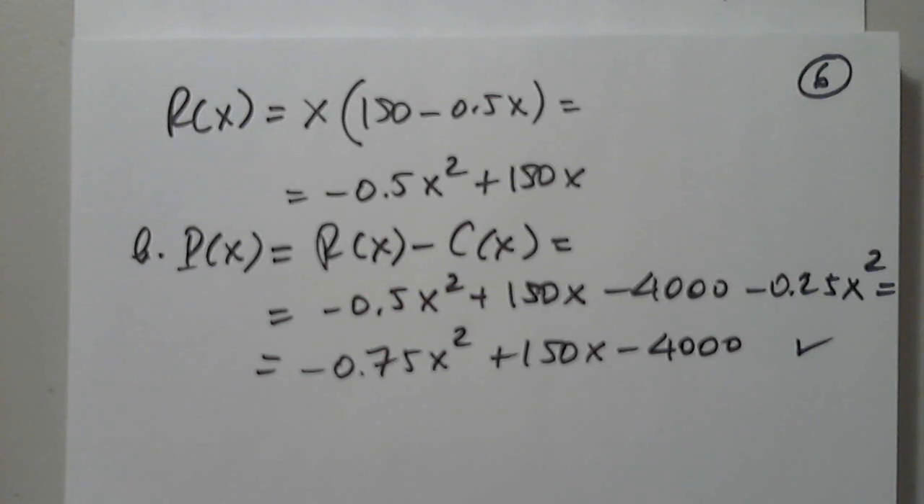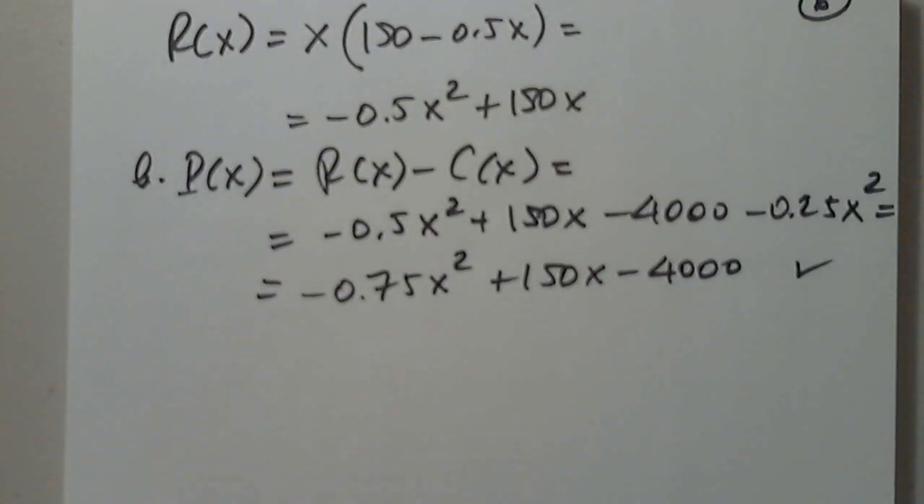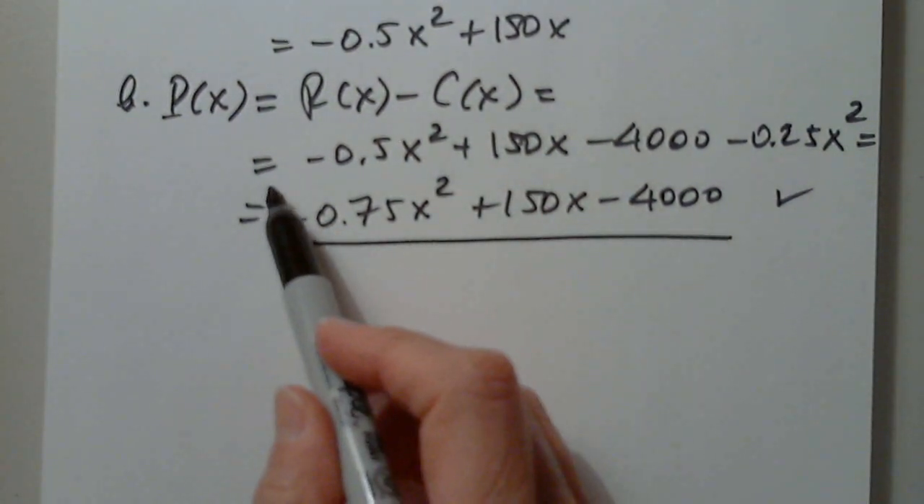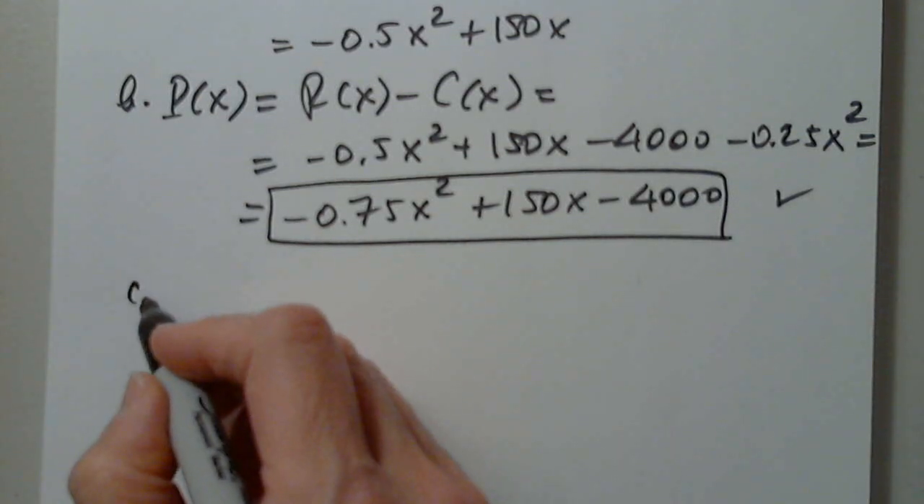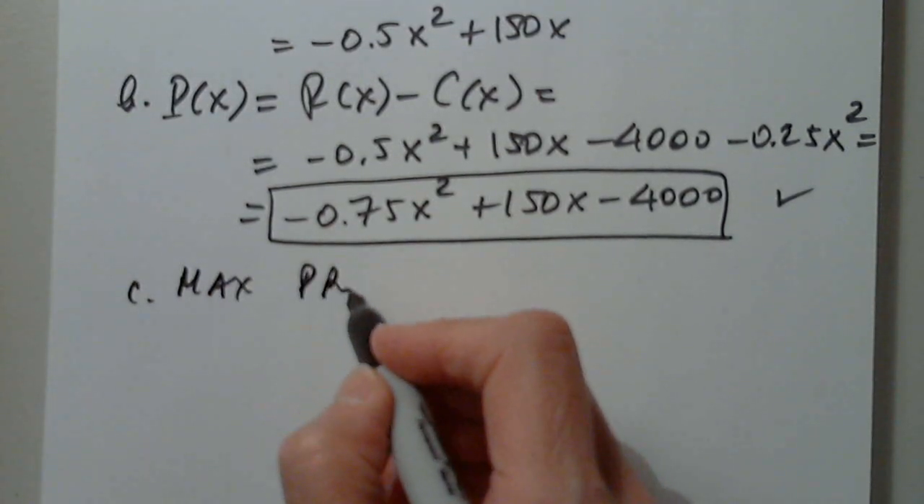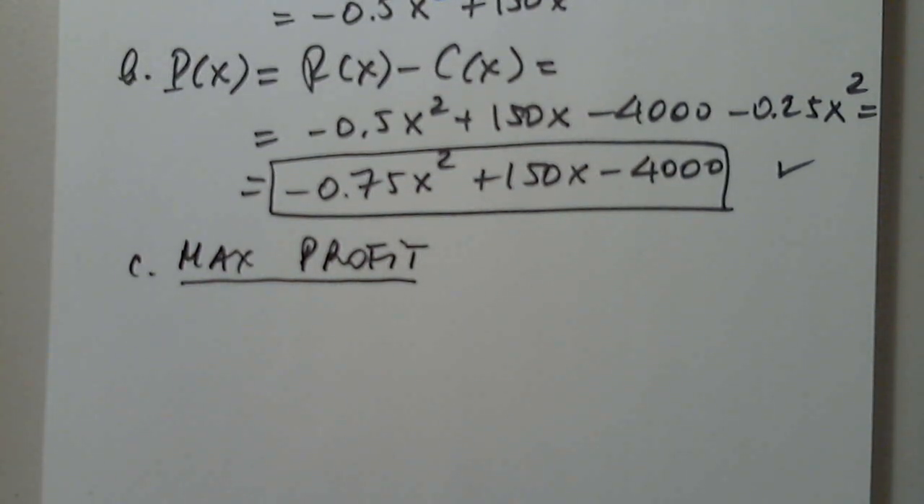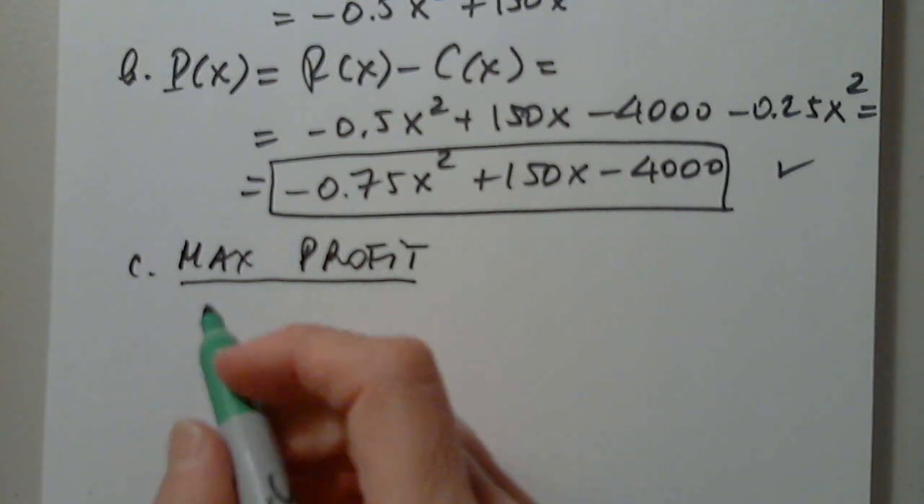Okay, now let's see. Part C: how many suits must be produced and sold in order to maximize profit? So I'm asked to find the maximum of a function, and the function is this. How do I find the maximum profit? What did we study so far? What is my starting point? What should I determine? What will be next? Is it the derivative? Exactly, of course.